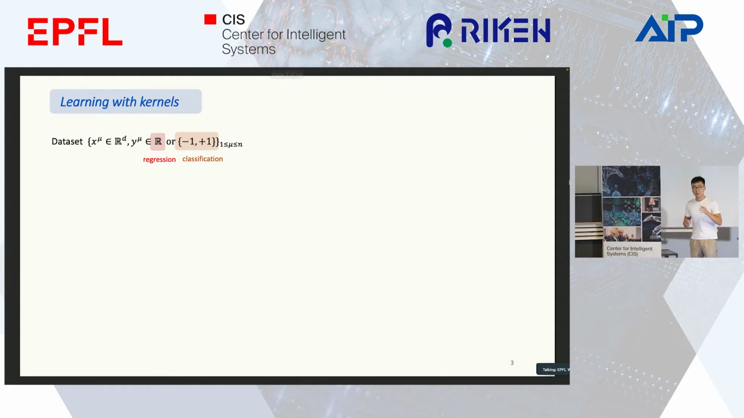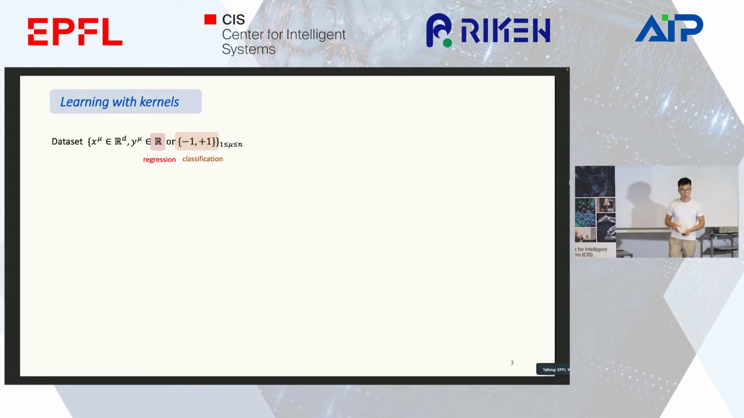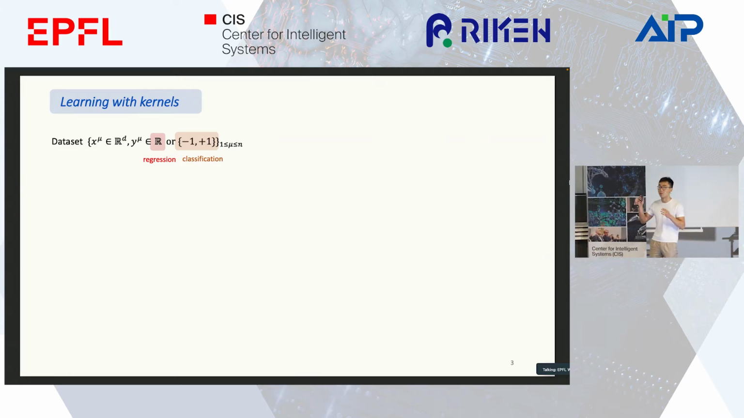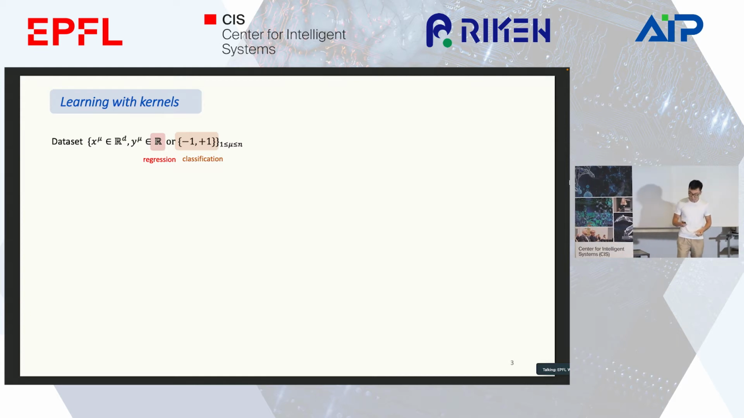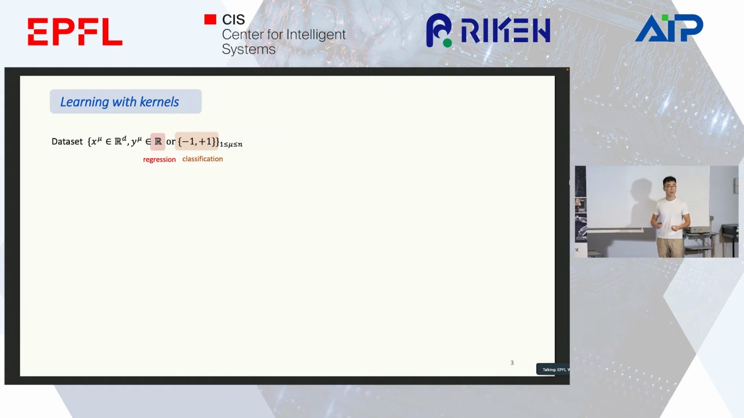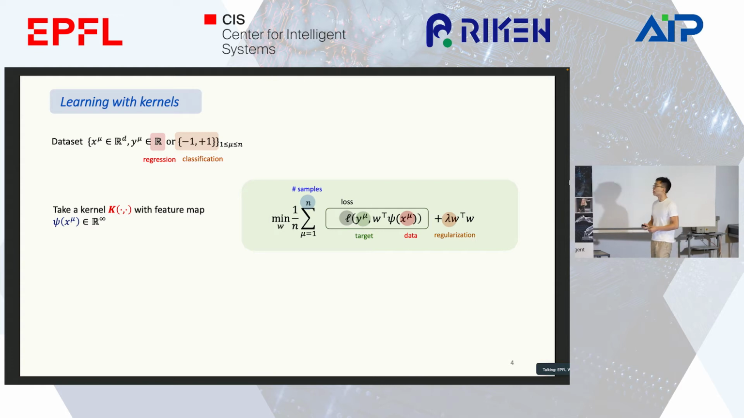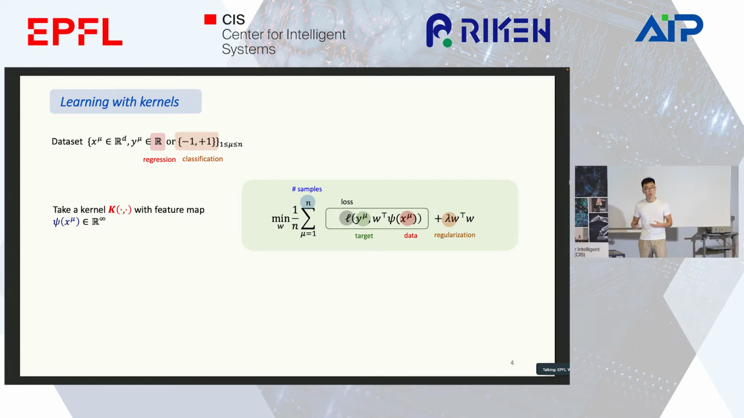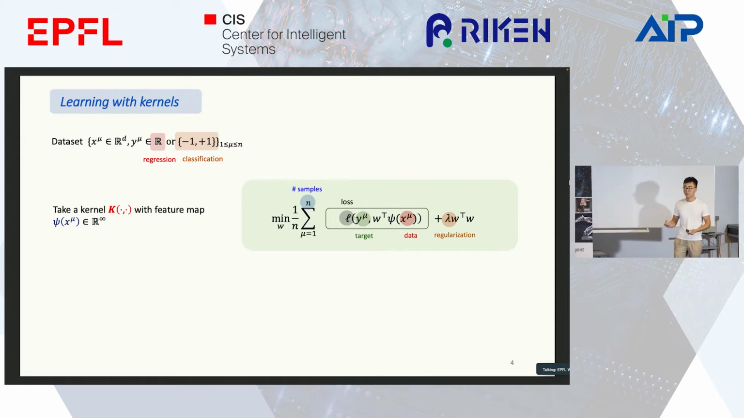So if you have a data set with covariates x mu and labels y mu, which can either be real numbers if you're interested in regression, or plus or minus ones if you are looking at a classification task. One way to learn the data set is to use a staple of the machine learning toolbox, namely kernel methods. Kernel methods still outperform neural networks in some tasks, and also they constitute an interesting theoretical limit of neural networks. You all heard of NTK, for example.